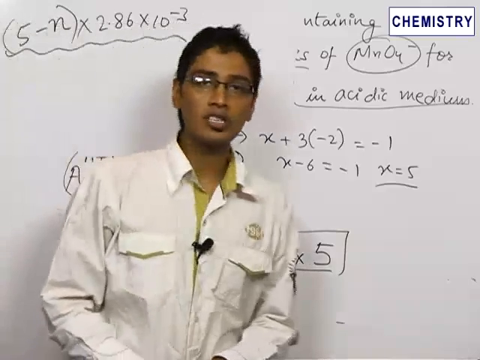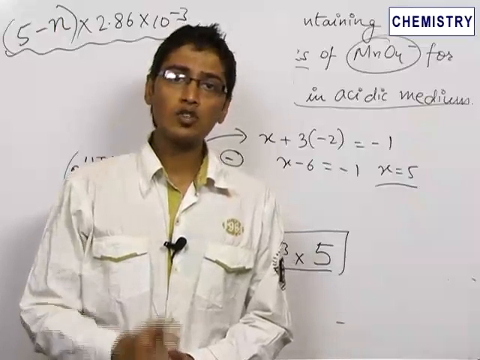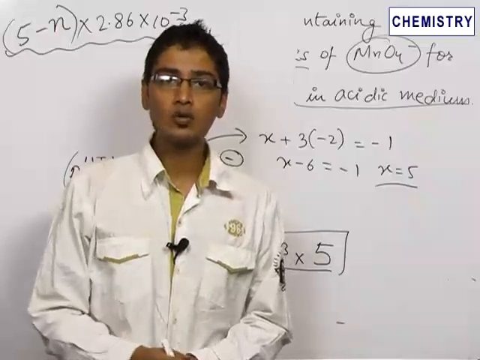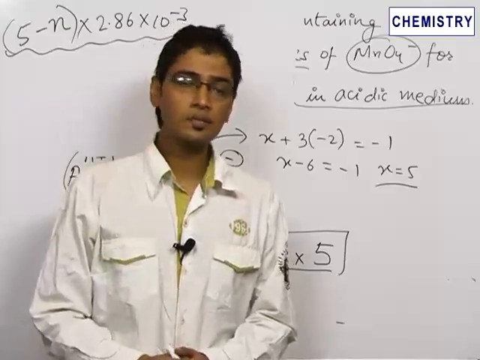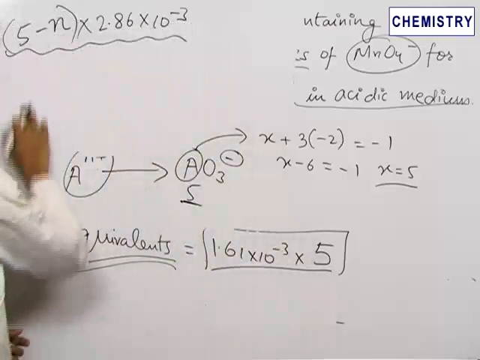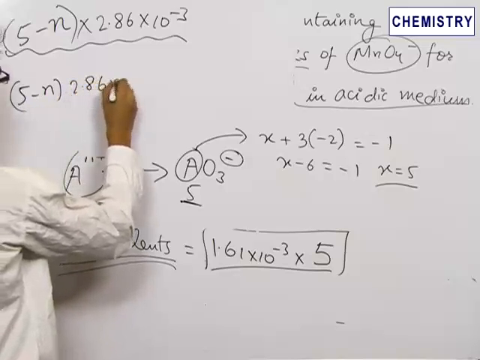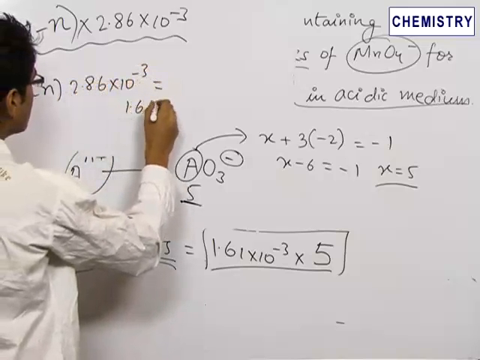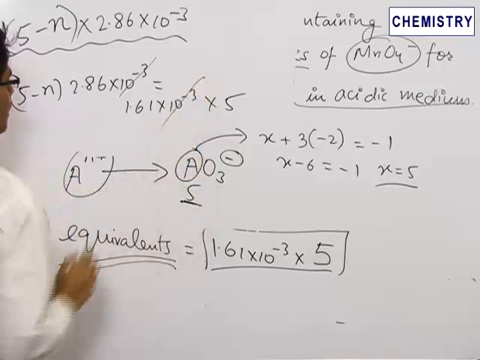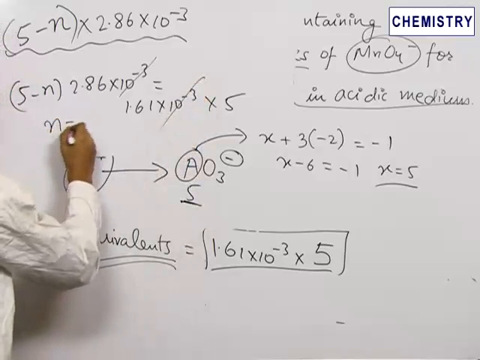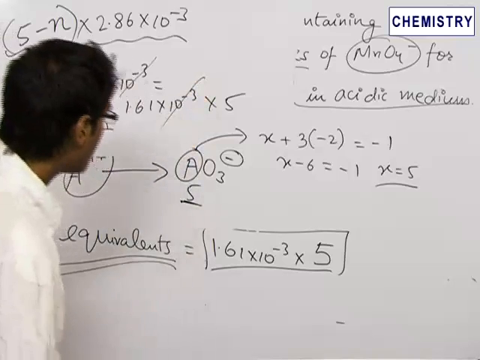Here A^n+ is getting oxidized to A plus 5 and MnO4 negative is getting reduced to Mn2 plus. So MnO4 negative or KMnO4 is getting reduced, and hence it is the oxidizing agent, and A^n+ is getting oxidized, so it is the reducing agent. Hence we equate the equivalents of the reducing agent and the oxidizing agent to get 5 minus n into 2.68 into 10 power minus 3 equals 1.61 into 10 power minus 3 into 5. 10 power minus 3 gets cancelled out, and on solving we get n equals 2. Hence we have got the final value of n as 2.